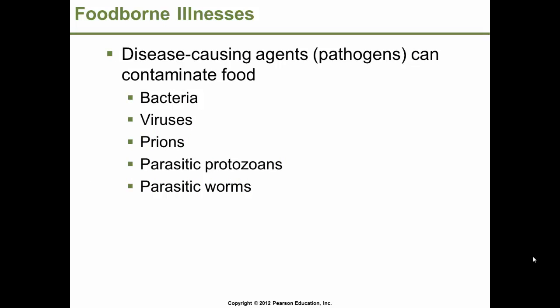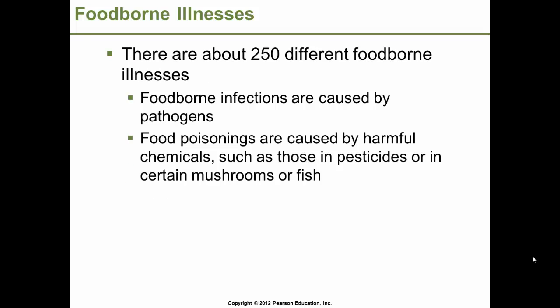Disease-causing agents are termed pathogens. Pathogens can contaminate food. Pathogens include bacteria, viruses, prions, parasitic protozoans, and parasitic worms. There are approximately 250 different foodborne illnesses. These foodborne infections are caused by pathogens.